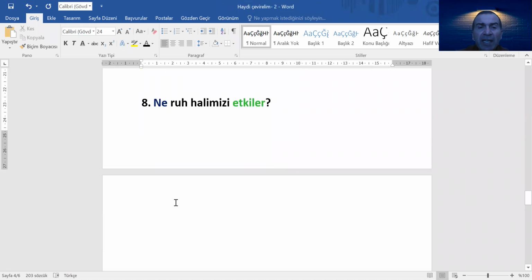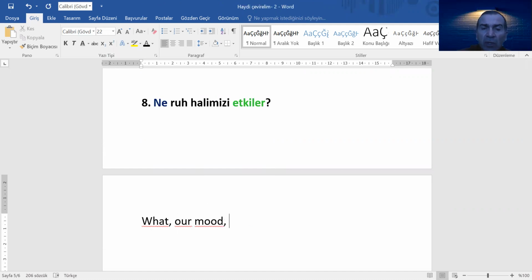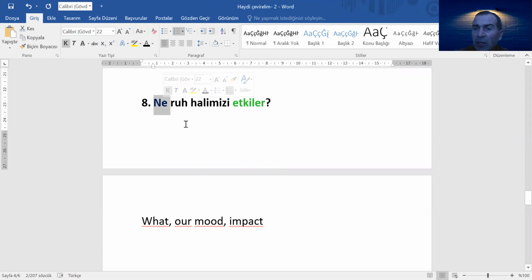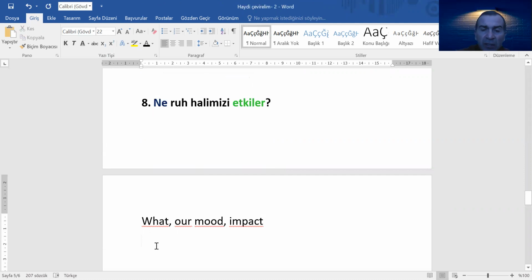Ruh halimizi ne etkiler? This is, I think, the easiest one. What? Ruh halimiz, sorry. What? Our mood. Impact. As you see, what is the subject of the sentence? So we are going to start with it. What? Then verb, impact.